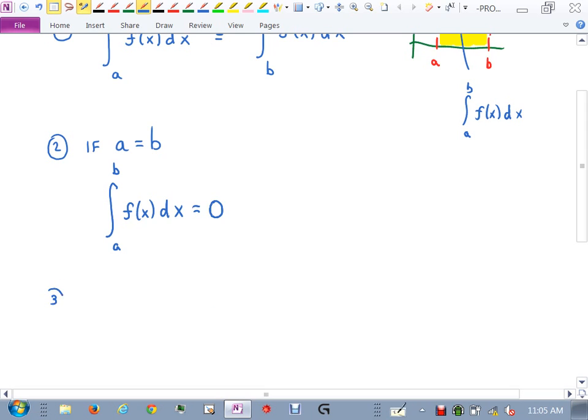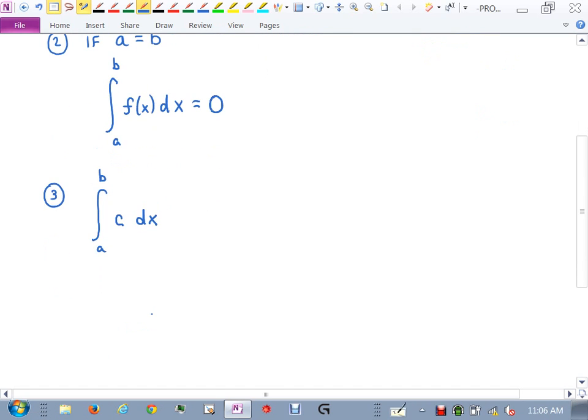Okay, third one. If you try to find the definite integral of a constant, now we know the derivative of a constant was 0, right? But the antiderivative of a constant is not 0. So let's try to figure out what this answer would be without actually taking an antiderivative, which would be easy anyway, but let's figure it out visually.